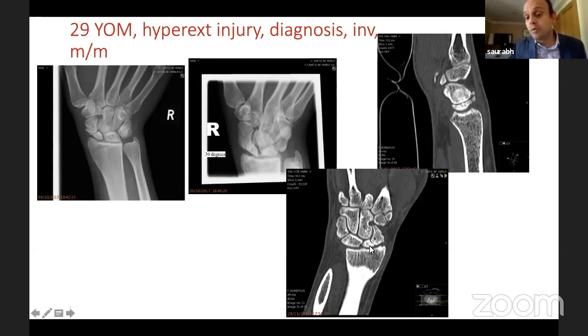Because there's not a lot of bone here for your screw. You need to put a 3 millimeter screw. This bone is hardly 6, 7, 8 millimeters, if that, 6 to 7 millimeters. So sometimes you may have to take even a 2.4 screw, hence the role of CT scan.